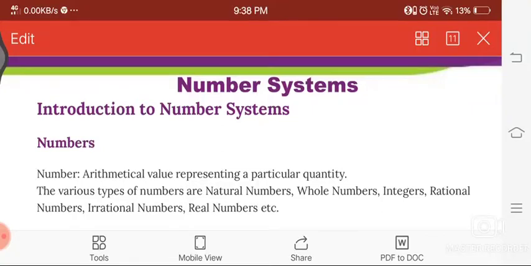Hello guys, I am Vipin Kumar and today we discuss the number system, which is the first chapter of ninth class mathematics book. Introduction of number system.